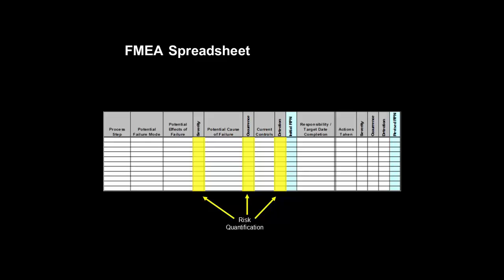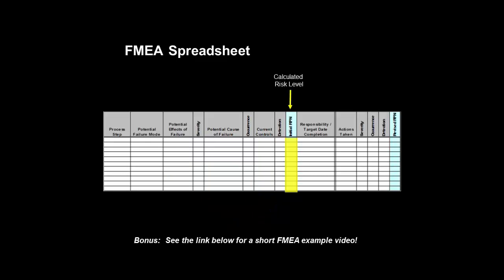The three of those numbers get multiplied together into a calculated risk level called an RPN, or a risk priority number. This will range from 1 to 1,000, and the higher the number, the more risk we have at that point. For all of the high risk items, we can assign someone the task of lowering or eliminating that risk, and when they're done, we can reevaluate how much risk has been removed from our process.